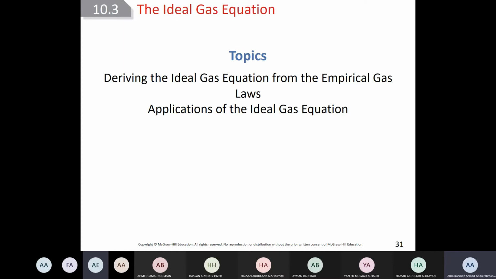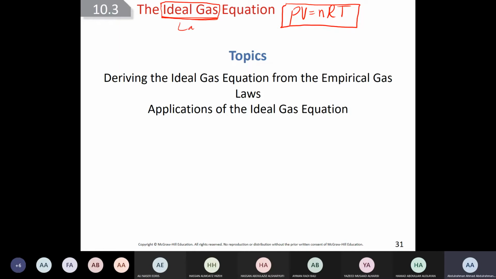PV equals nRT. Keep this in your mind. What's the name of this law? The ideal gas law. You must memorize the name, ideal gas law or equation. You must know it and know it very, very well.